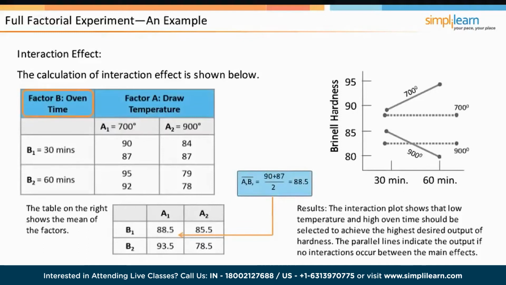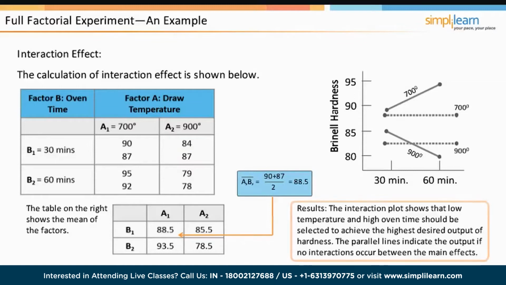To check how draw temperature and oven time interact, the mean values are calculated by taking the repetition response. Hence, the cell A1B1 has the mean of the values 90 and 87. The cell A2B1 has the mean of the values 84 and 87. After the mean values are calculated, they are plotted on a graph.